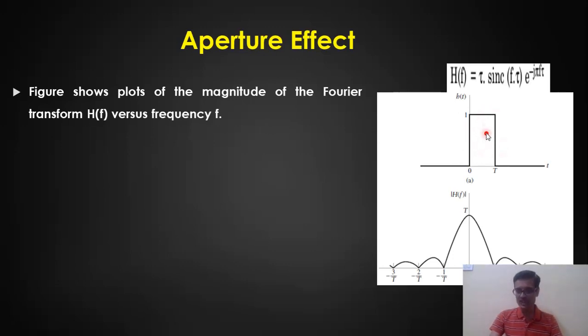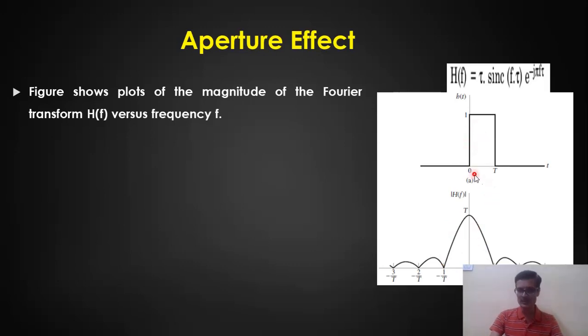If I take a Fourier transform of this particular equation, we get what is called a sinc function. H of f, the frequency-domain response of a rectangular pulse, is given by tau sinc of f tau times exponential of minus j pi f tau. If I plot it, I will get something like this: a set of sinc functions, the magnitude of the frequency response of a set of rectangular pulses.